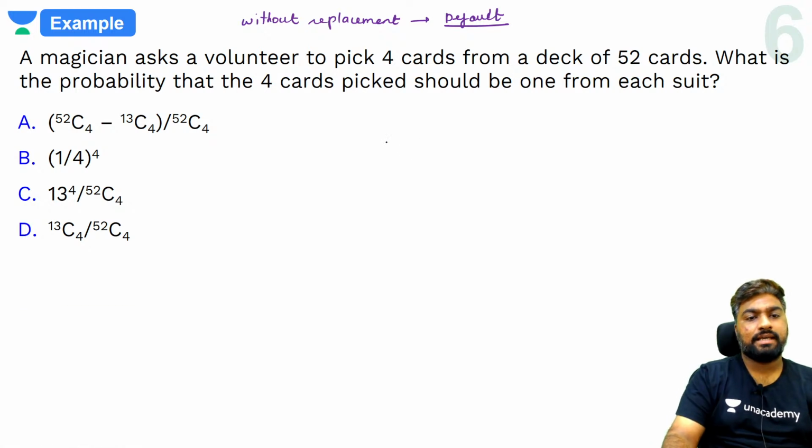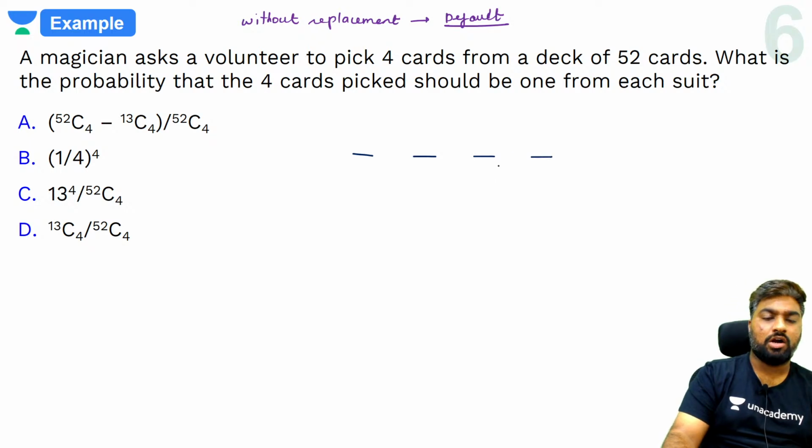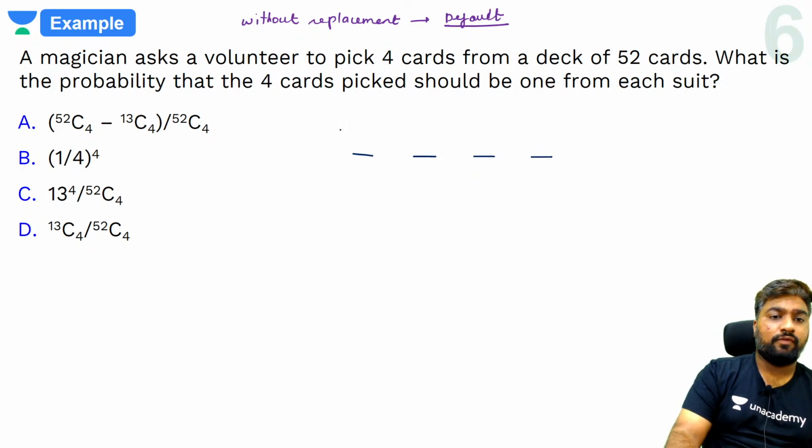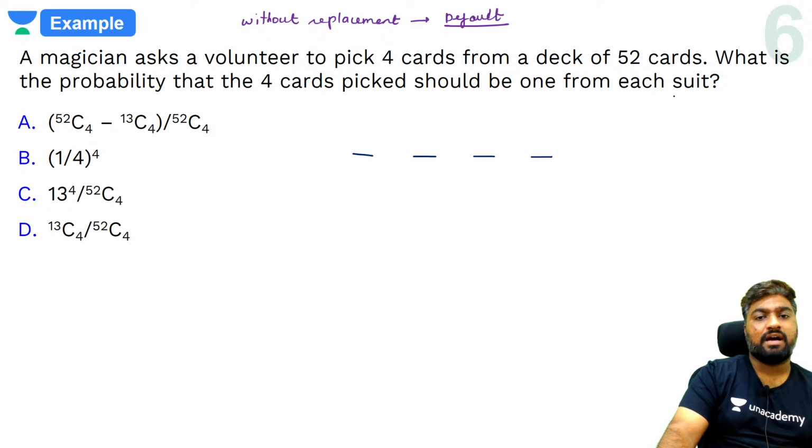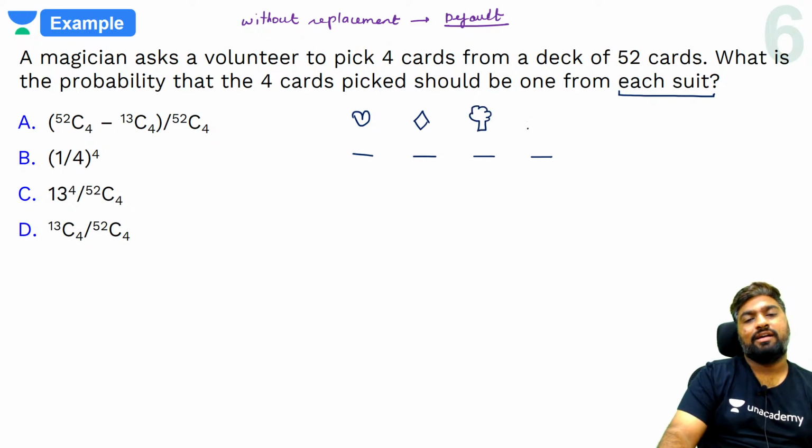So the question says, a magician asks a volunteer to pick 4 cards out of 52 cards, asking what is the probability that the 4 cards picked should be one from each suit. What does it mean? The first card should be hearts, second card should be diamonds, third should be clubs, fourth should be spades.